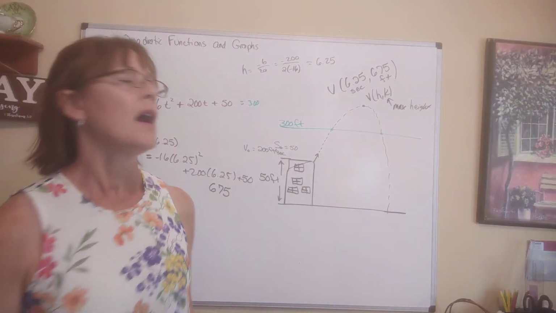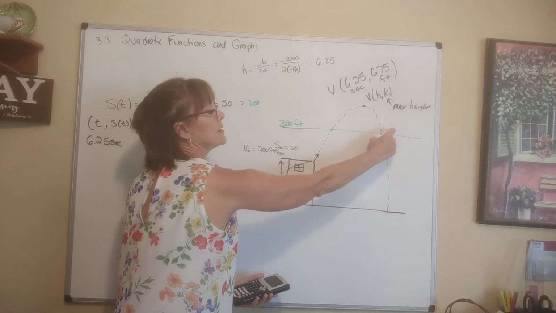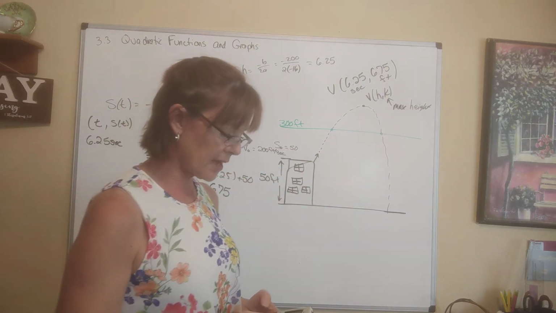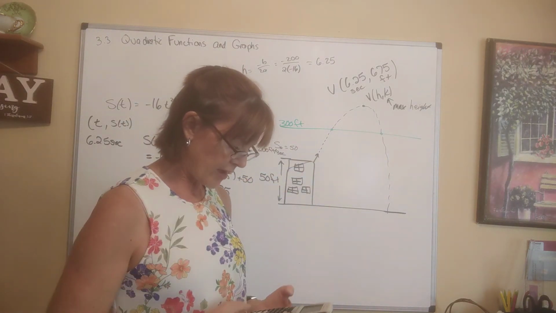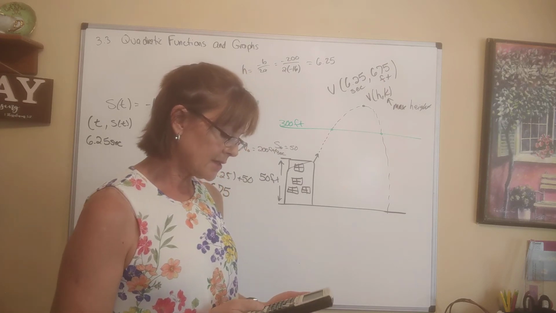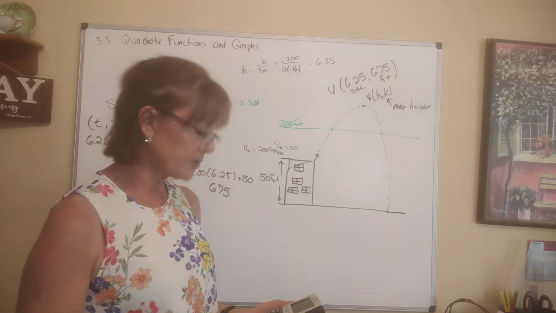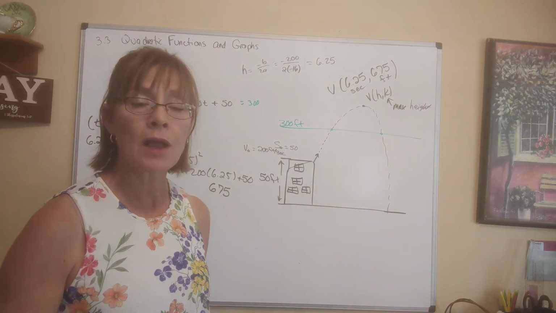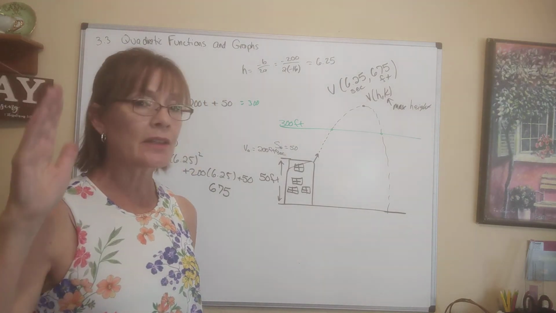Okay, now I want to find this intersection and this intersection. So I'm going to go to second calc, and I'm going to select 5 because this is the intersect. And so it's going to ask me, am I on the first curve? And it's on the parabola, so that's my y1. I'll say yes.